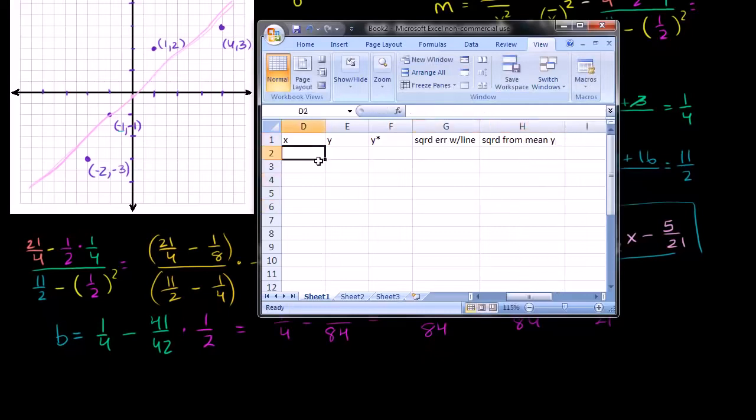So let's first put all the data points in. So we had -2, -3. That was one data point. -1, -1. Then we had 1, 2. Then we have 4, 3.